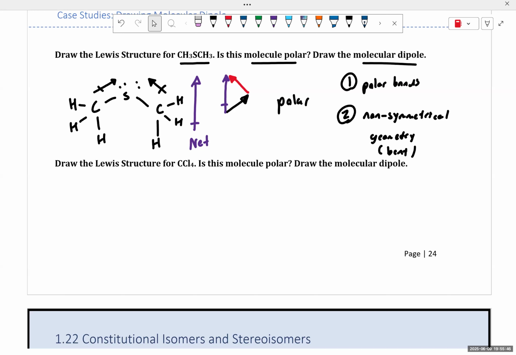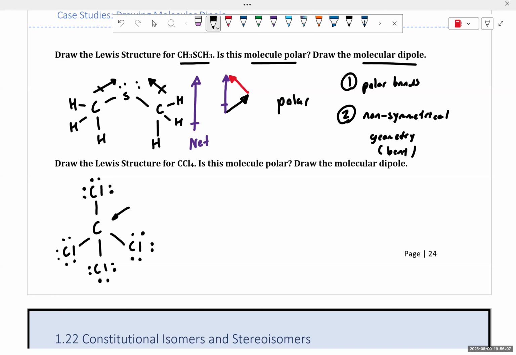Okay, so first we need a Lewis structure. Carbon tetrachloride looks something like this. It used to be a pretty common organic solvent, not used so much anymore due to its pretty high toxicity and long-term negative health effects. So here's the Lewis structure for carbon tetrachloride.